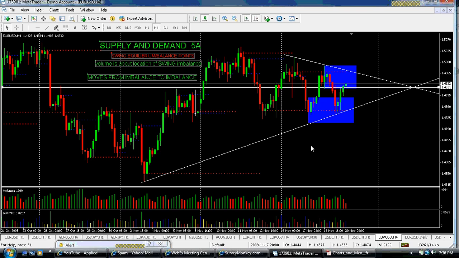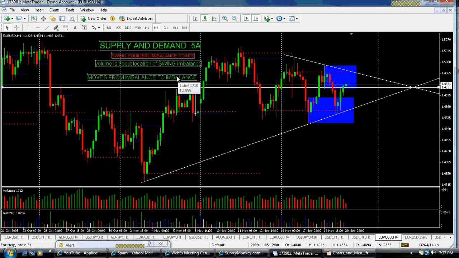It is 7:36 Eastern Standard Time by my clock, and we're still following the 4-hour chart of the euro dollar in real time. In this segment, I'd like to talk to you about market balance, or swing balance, swing equilibrium, or balance point. I'm going to talk about how volume is all about the location of swing imbalances. Then we'll talk about how the market moves from imbalance to imbalance.